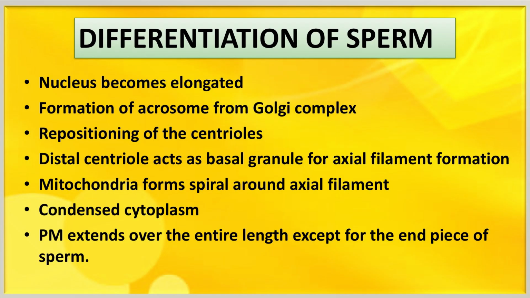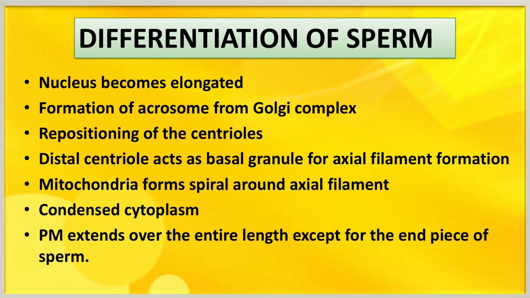The acrosome contains different kinds of enzymes that help the sperm to enter into the ovarian layer. Then centriole repositioning takes place. There is one proximal and one distal centriole, and the repositioning takes place in this differentiation stage. The distal centriole will act as a basal granule for the entire axial filament formation.